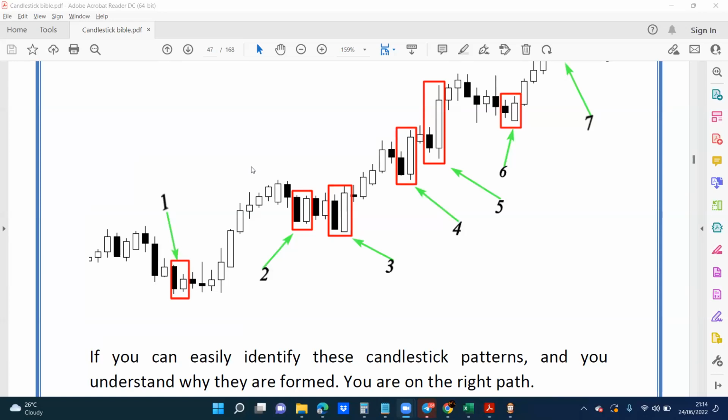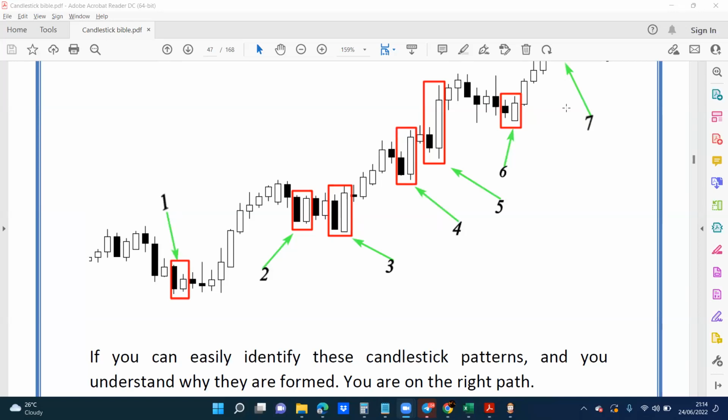What candlestick pattern is number 1? I know it could be tough if you are just seeing it for the first time, but again, it's a good way to learn. No, Brenda, it isn't a tweezer.